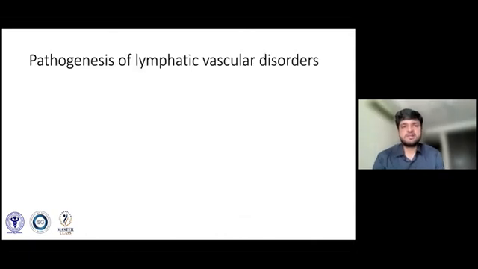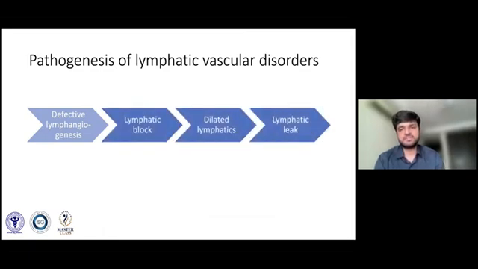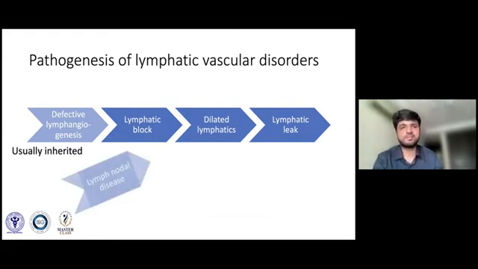So now we shift gears a little bit, and we talk about the lymphatic vascular disorders. The key to lymphatic vascular disorders is defective lymphangiogenesis, which is usually an inherited disorder. This leads to lymphatic block and dilated lymphatics, and these dilated lymphatics then start leaking, usually into the bowel, where they present as protein-losing enteropathy, or they can also leak into the ascitic fluid, where they may form chylous ascites, or they may leak into the pleural fluid, where they may lead to chylous pleural effusion. So it's the usual pathway of a primary intestinal lymphangiectasia, where an inherited disorder may lead to defective lymphangiogenesis.